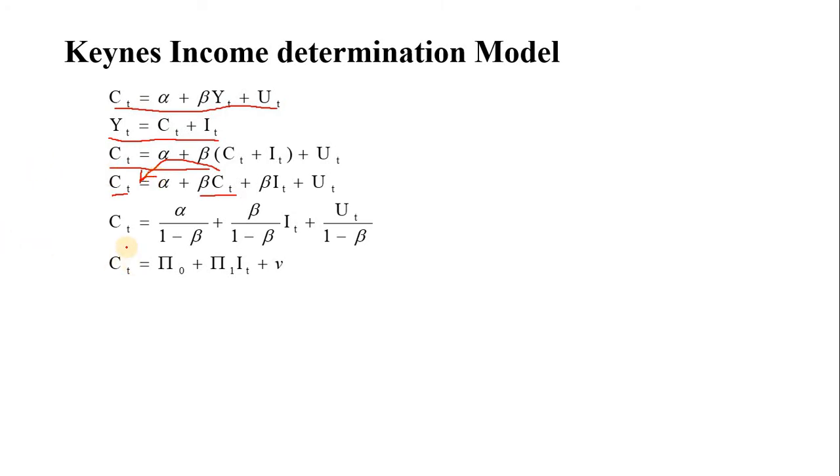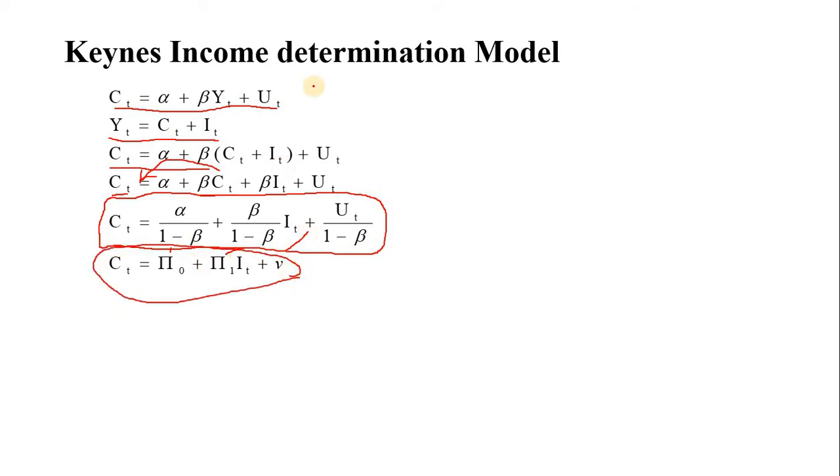By solving for that, we will get Ct = alpha divided by 1 - beta, plus beta divided by 1 - beta into it, plus ut divided by 1 - beta. You take this as pi 0, this as pi 1, and this as vt, the composite error term. This is what is called the reduced form equation. This is the structural equation, and from this structural equation we come to the reduced form equation.